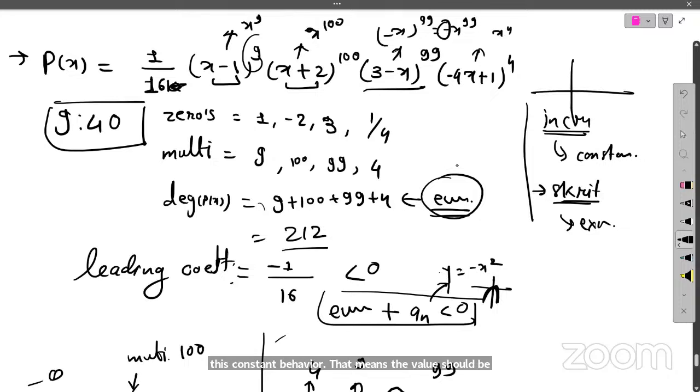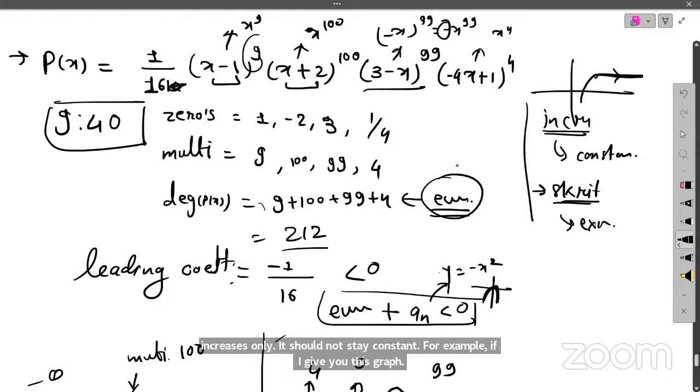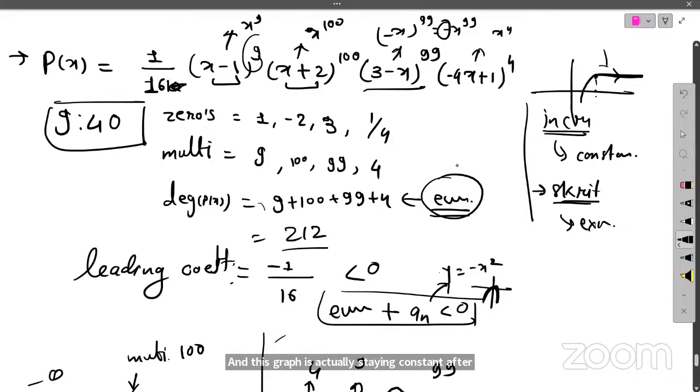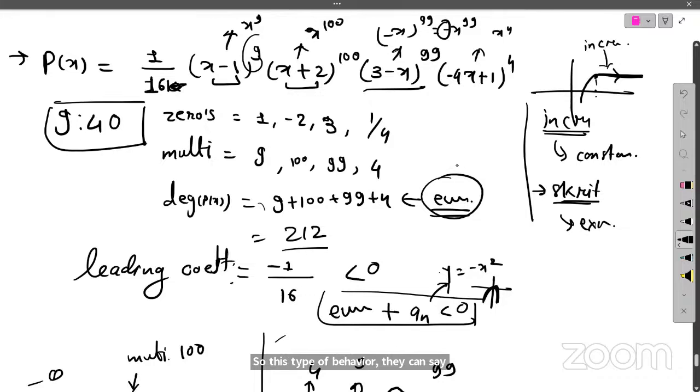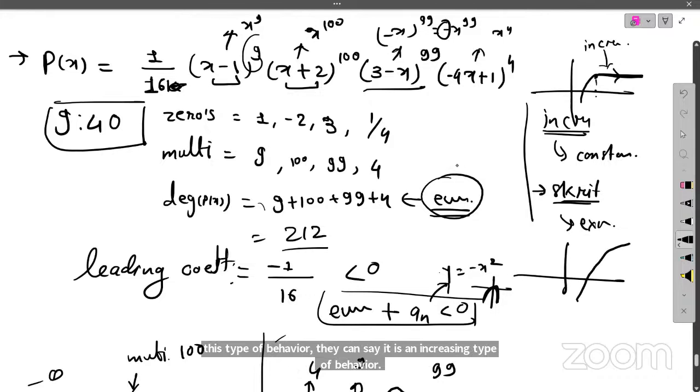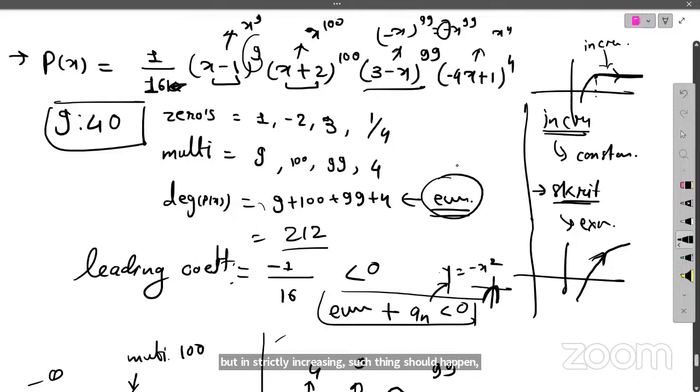For example, if I give you this graph, and this graph is actually staying constant after this point, correct? This type of behavior, they can say it is an increasing type of behavior. But in strictly increasing, such a thing should not happen. It should keep increasing. That's the little difference. Okay, so is that fine?